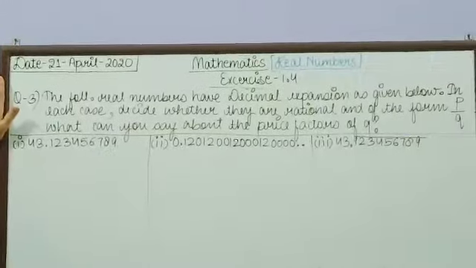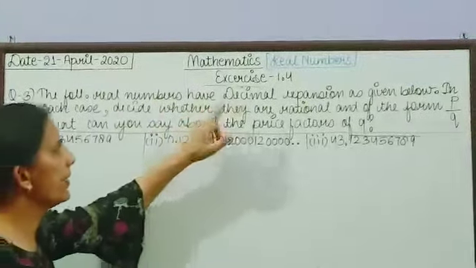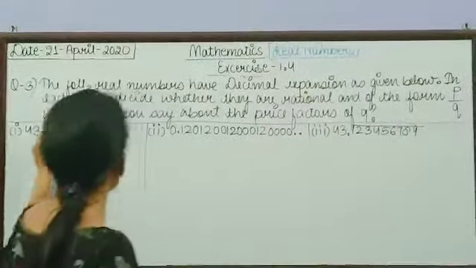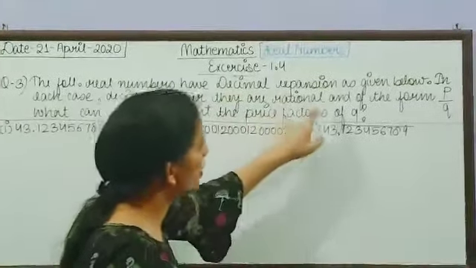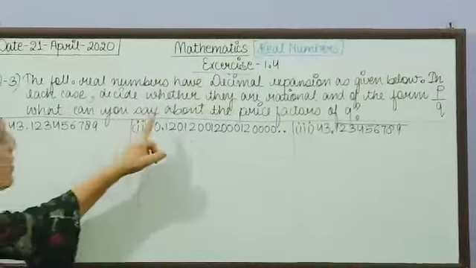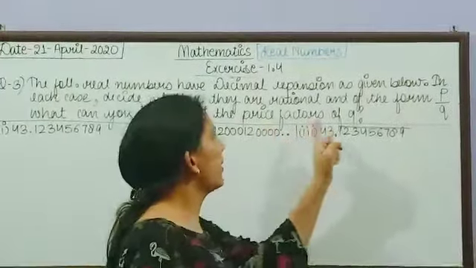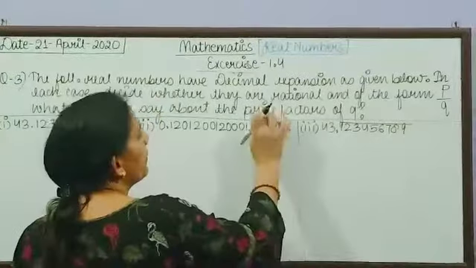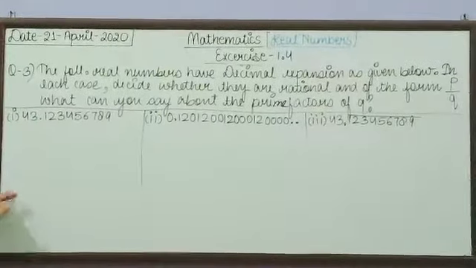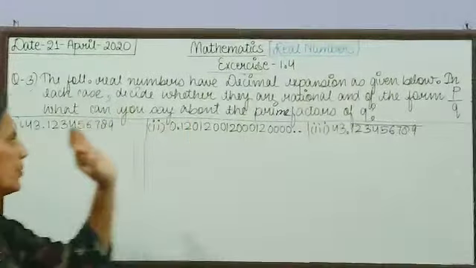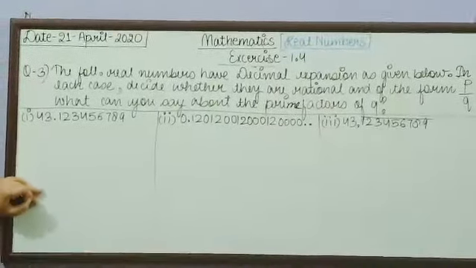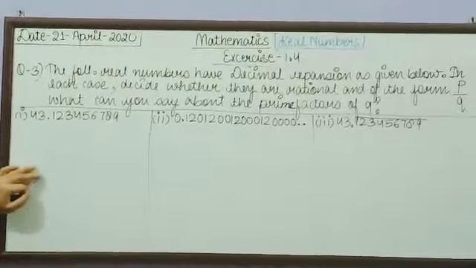Question number 3 says that the following real numbers have decimal expansions as given below. In each case, decide whether they are rational and of the form p upon q. What can you say about the prime factors of q? Let's see. These are the 3 parts which we have to convert into p by q form, and we have to tell whether they are terminating, non-terminating repeating, or irrational numbers.